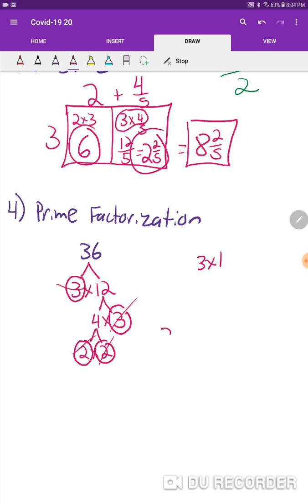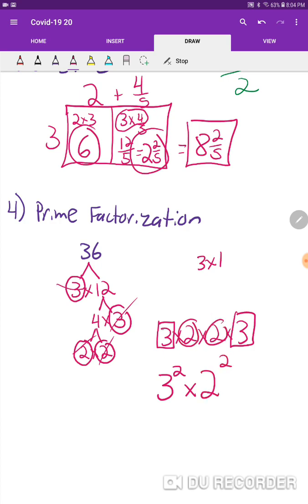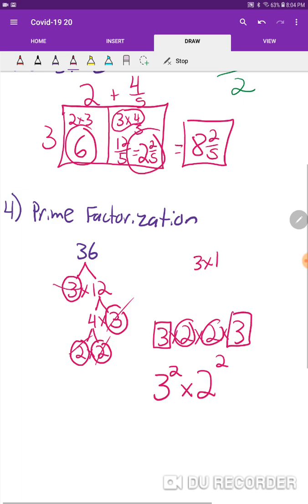So what is the answer? It is 3 times 2 times 2 times 3. In any order, if you have these numbers in any order, you're correct. Or you can write it as exponents because we have 1, 2, 3. So you could write it 3 to the second power times, how many are there? 2 to the second power. You'll probably see that in middle school.